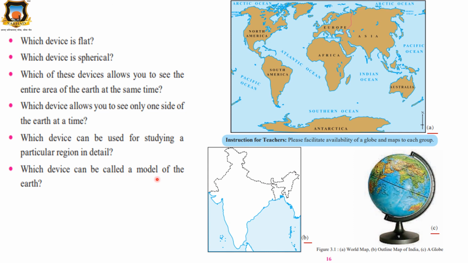Which device can be called a model of the earth? Now what will be the answer? Which device can be called a model of the earth? Yes, the answer is globe. A globe can be called a model of the earth. Clear?